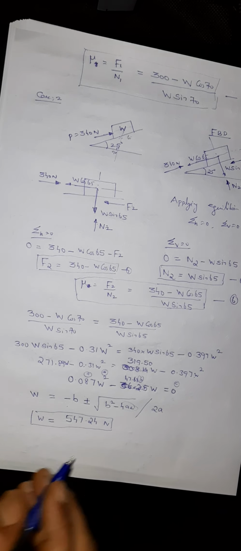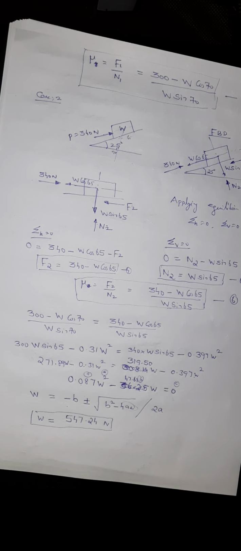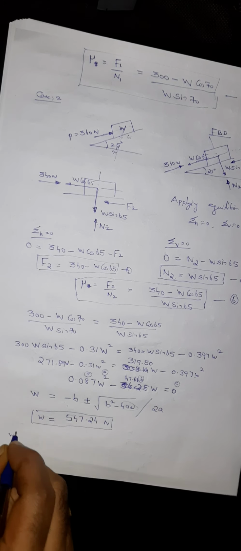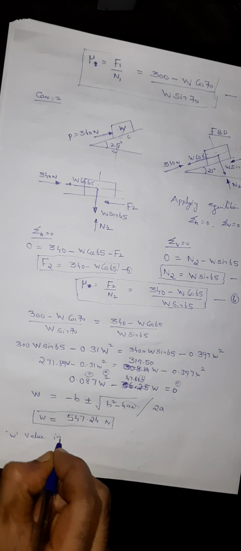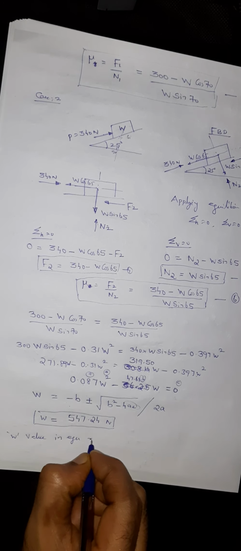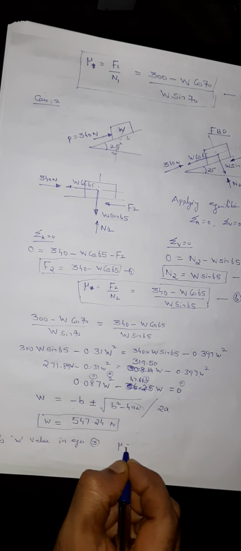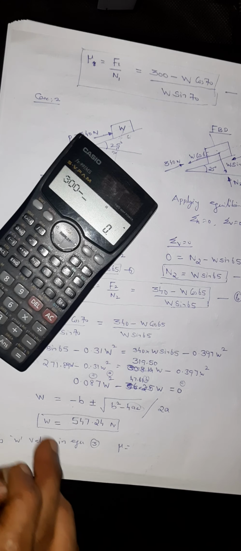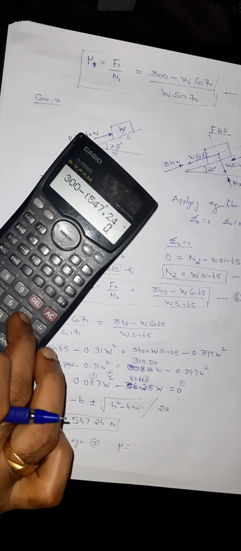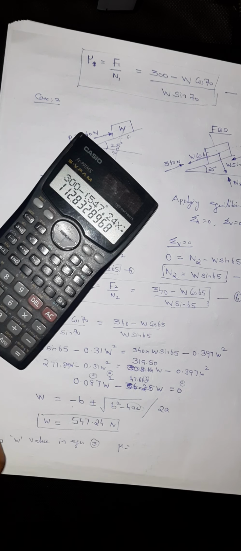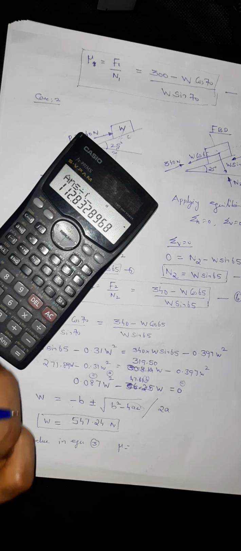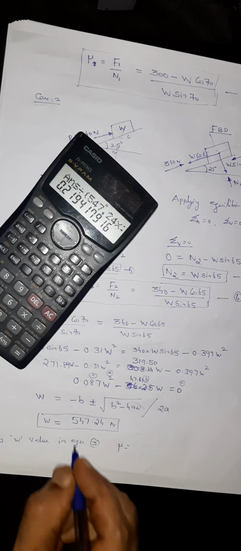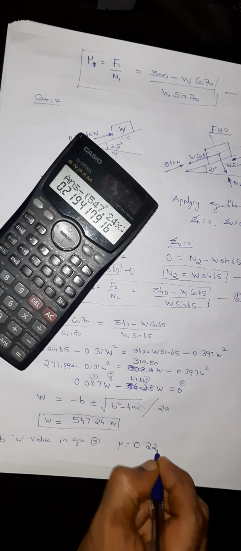Now substitute this value in either equation 3 or 6. Substitute the W value in equation number 3. You will get mu equal to 300 minus W, which is 547.24 into cos 70, divided by 547.24 into sin 70. Mu equal to 0.22.